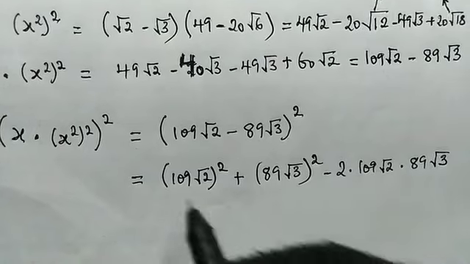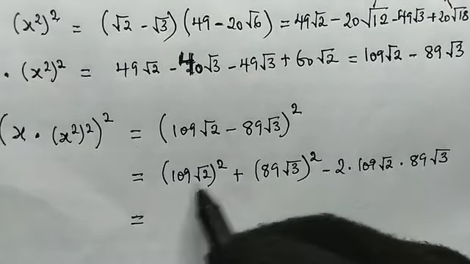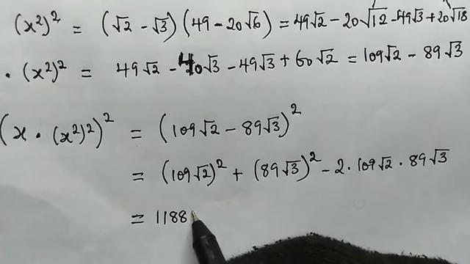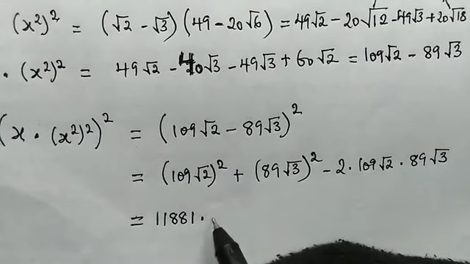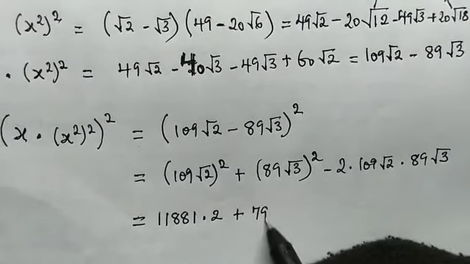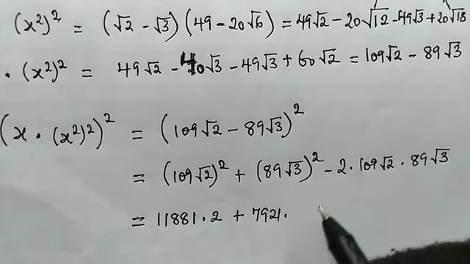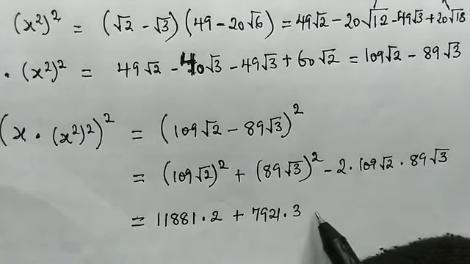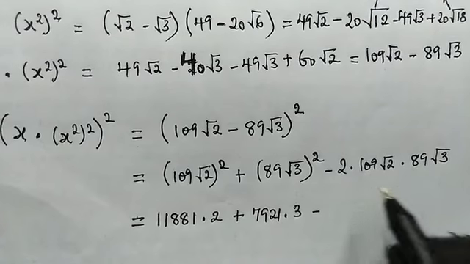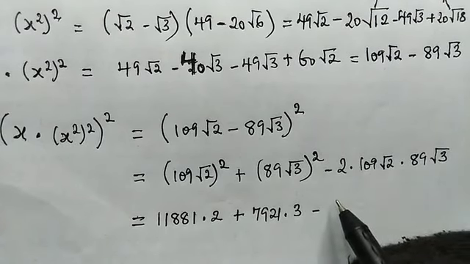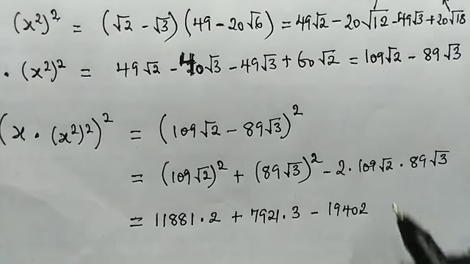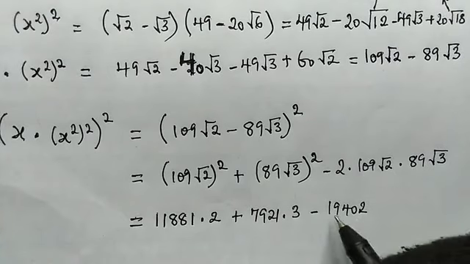So from here now, this will be equal to 109 squared is going to give us 11881. Then multiply by root 2 squared is just 2. Then plus 89 squared will give us 7921. Multiply by root 3 squared will give us just 3. Then minus 2 times 109 times 89. This will all give us 19402. If you carry out the multiplication, you will find out that that will give us this, right?